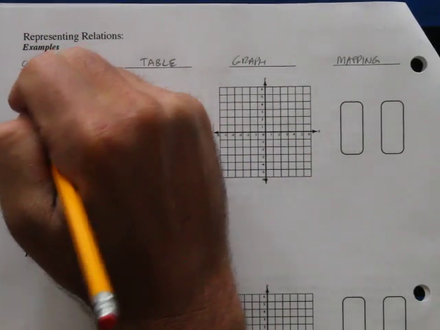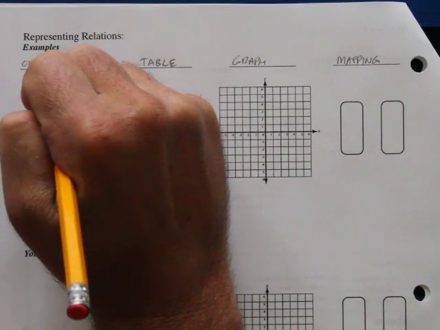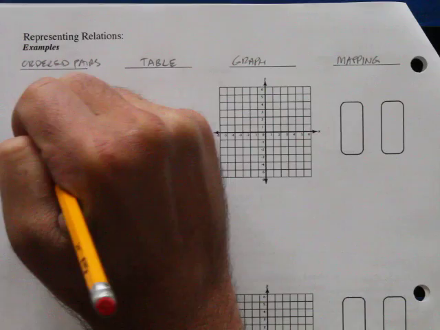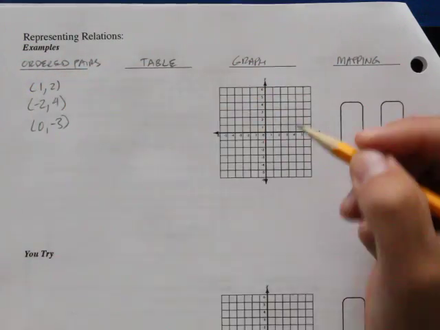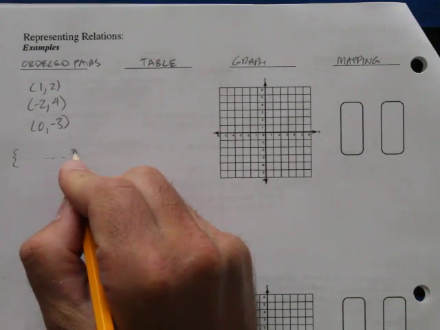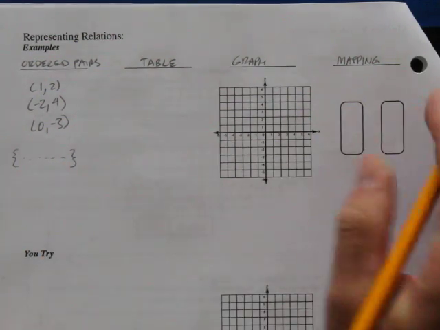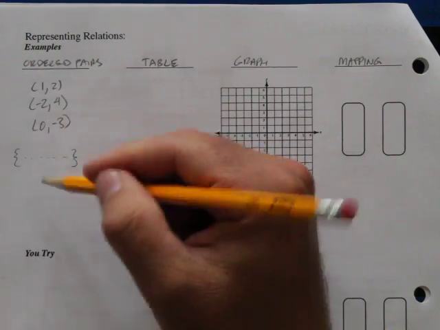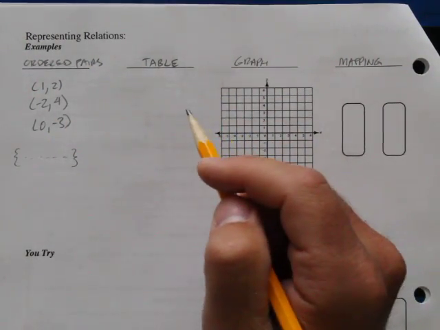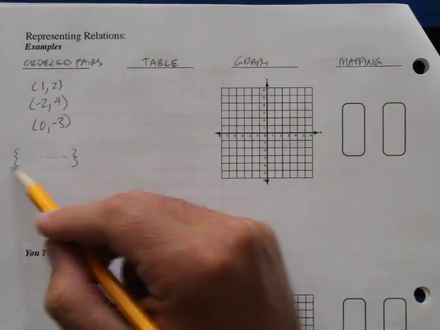So ordered pairs can look like this: (1, 2), (-2, 4), and (0, -3). We just have a list of points, or we can do them vertically like we did, or horizontally like we did earlier. Ordered pairs can be vertical or horizontal, doesn't matter. Usually you'll see it horizontal.